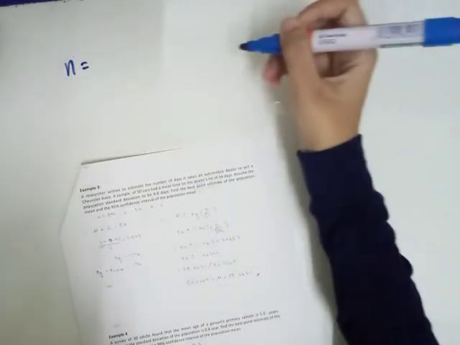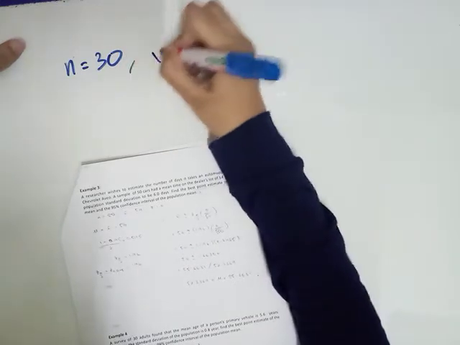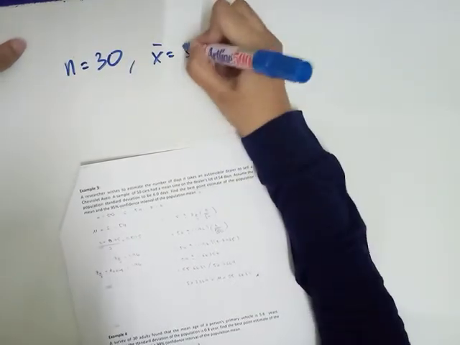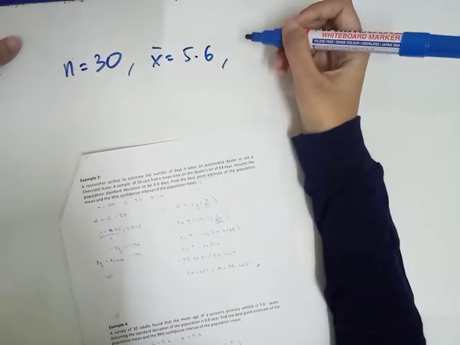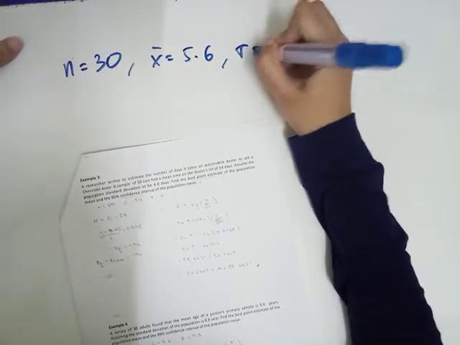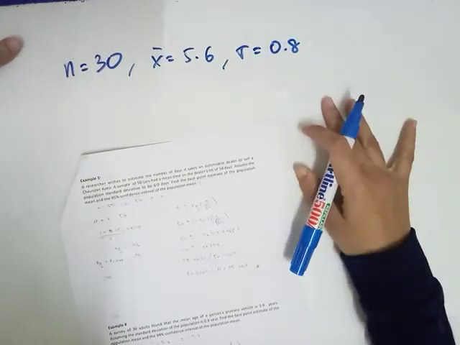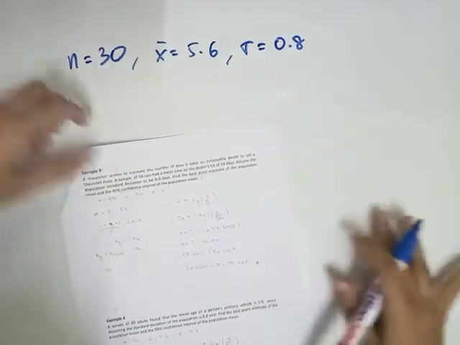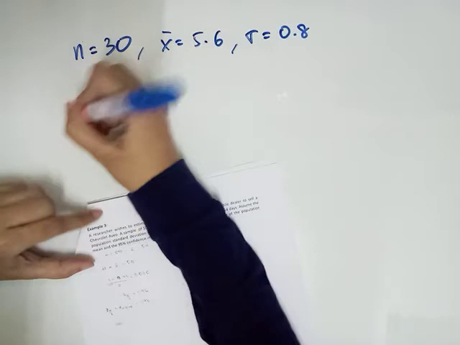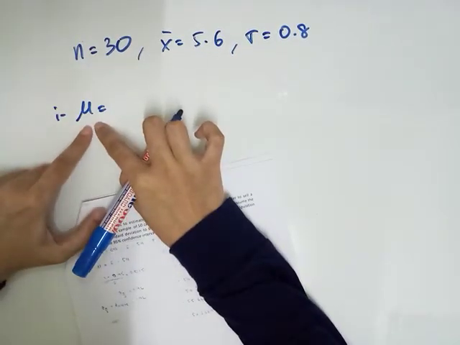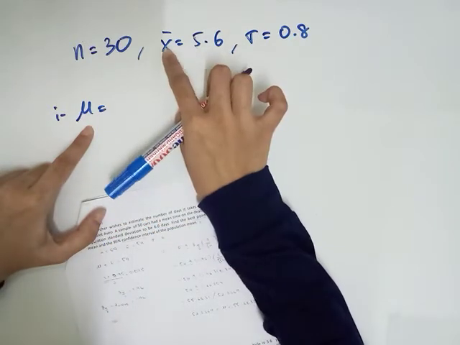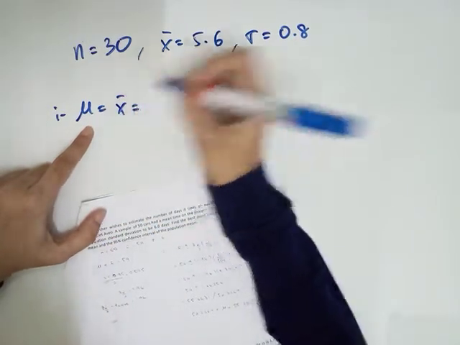So, the sample size given is 30 adults. Okay, and then the sample mean is 5.6. And the standard deviation of the population is 0.8. So we need to find the best point estimate of the population mean. We know that the best point estimate of the population mean is the sample mean, which is 5.6.